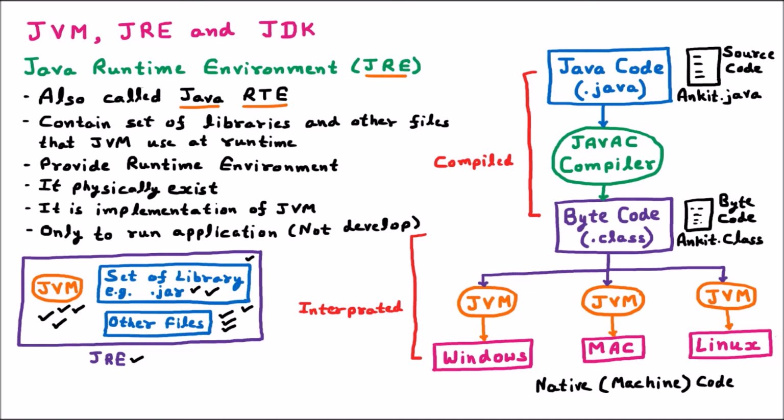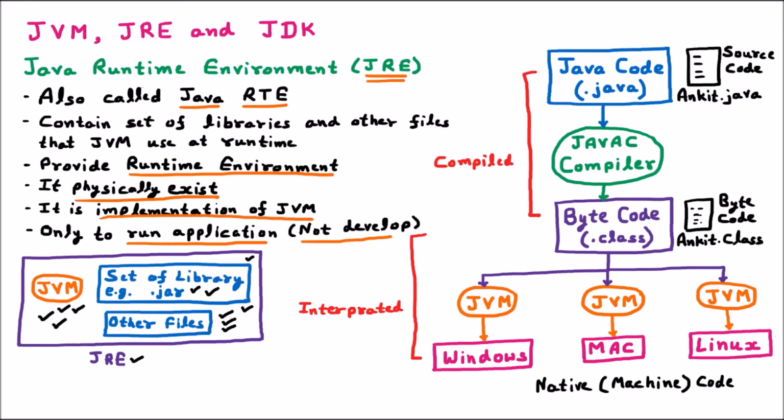If we see the similarity between JVM and JRE, they both can only run the application. They both cannot develop the application. They both provide a runtime environment. But there are certain differences between JVM and JRE. JVM does not physically exist, but JRE physically exists. JVM is used to run the code, but it does not have a physical presence. That's why, to make it real and to work, we have the JRE. That's why it is called the implementation of JVM.